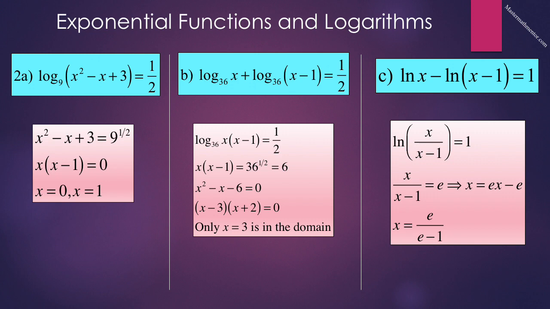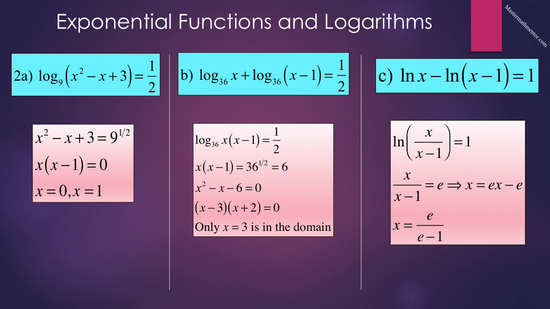In C, we have natural log of x minus natural log of x minus 1 is equal to 1. Using our log rules, we can write this as the natural log of x over x minus 1 is equal to 1. And writing this exponentially, we get x over x minus 1 is equal to e. Cross multiplying, we get x is equal to ex minus e. And solving for x, we get all the x's to the left side, and we get x is equal to e over e minus 1.